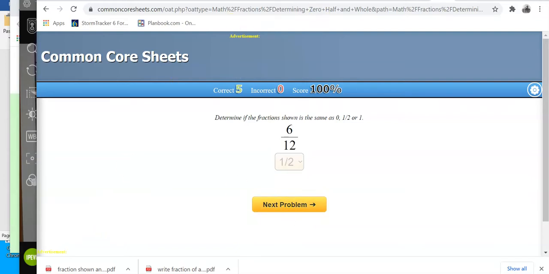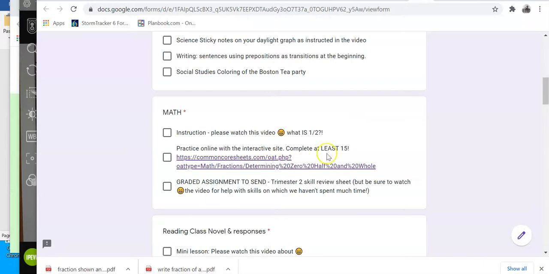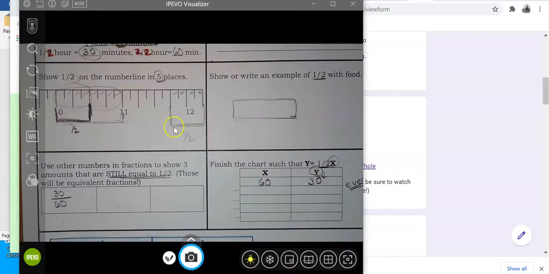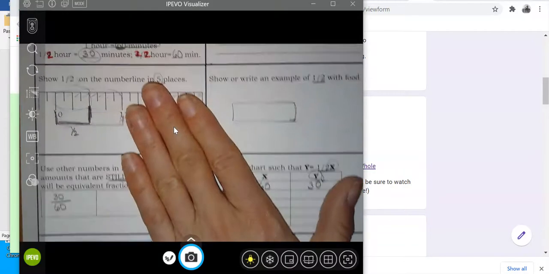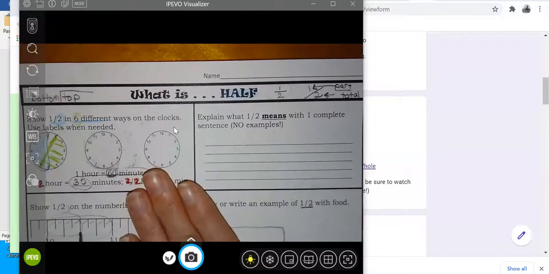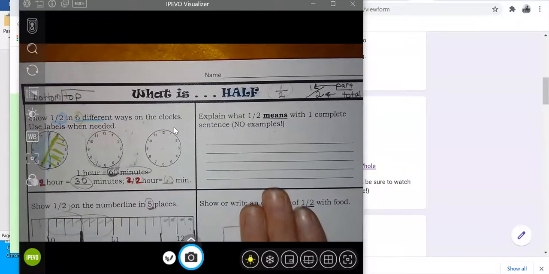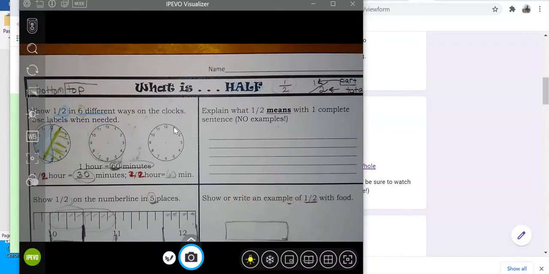For your assignment today, for your online practice, you need to do 15 of these. I'm kind of curious if you come across half more often than I did. Your next video is going to be about the graded assignment. So please be sure you watch it carefully, because there are things on the graded assignment that you haven't run into yet. But your online practice and this sheet, that is for your practice. This sheet does need to get finished. It does need to be kept in your math folder. Don't lose it. Thank you.